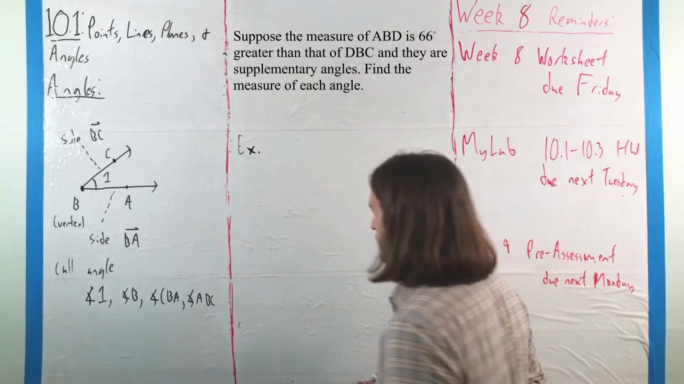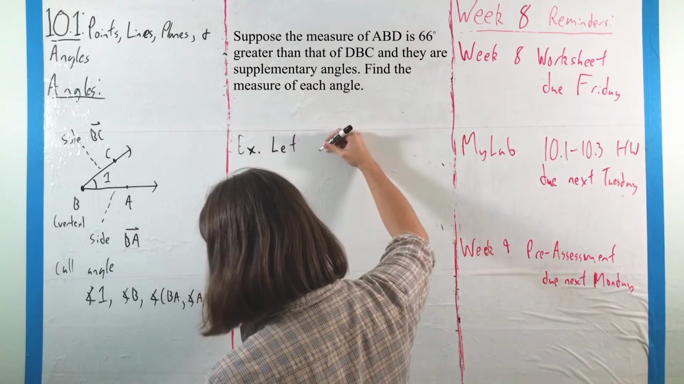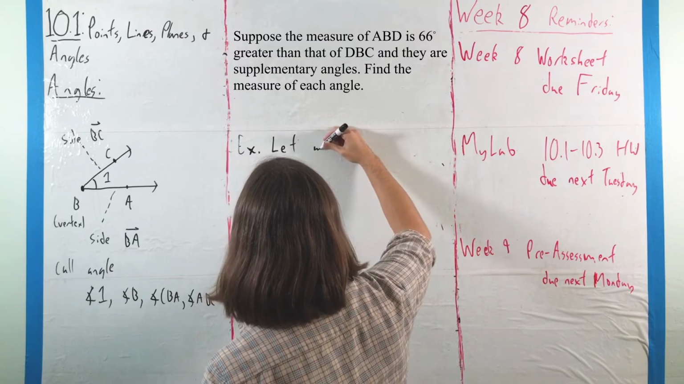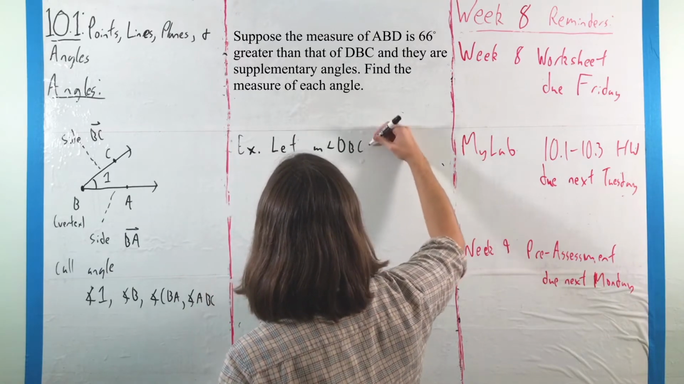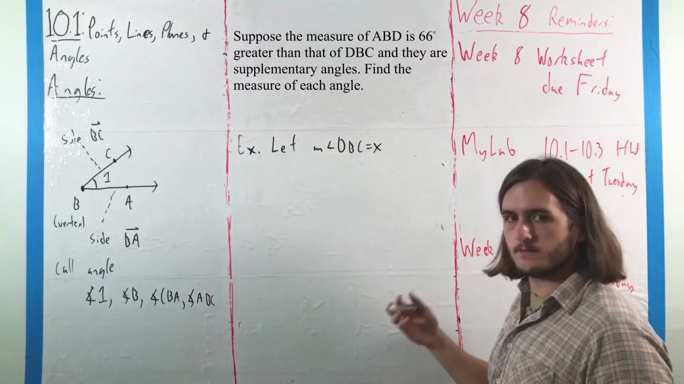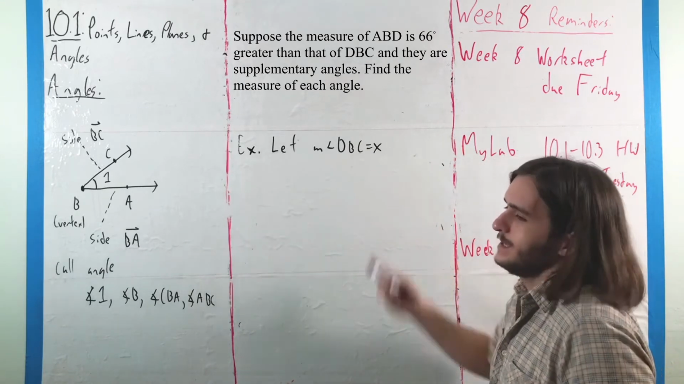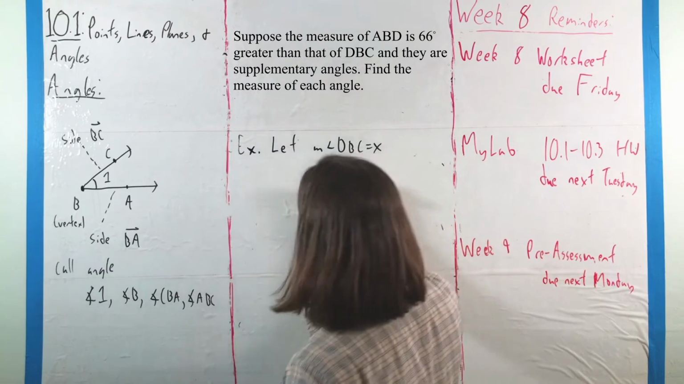So what we're going to do here is let the angle that we know less about, so in this case, that would be the angle DBC, and we'll say that its measure is just some general variable x. We don't know a whole lot about it, but we know that it's something, so we'll call it x until we get more information.